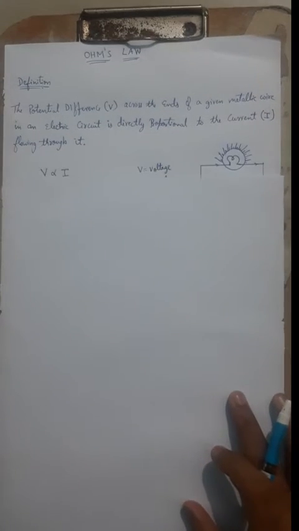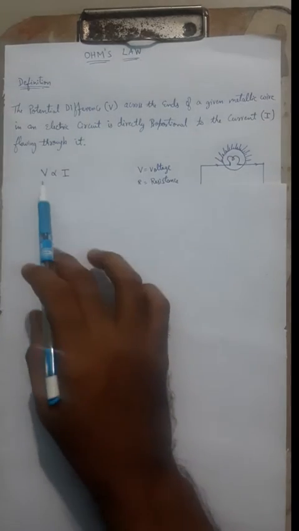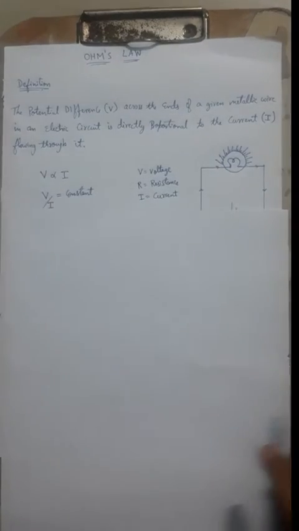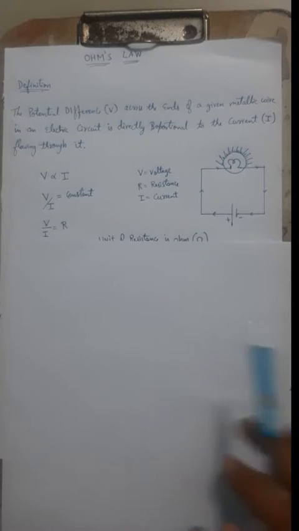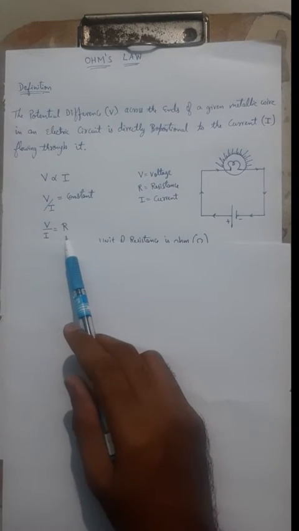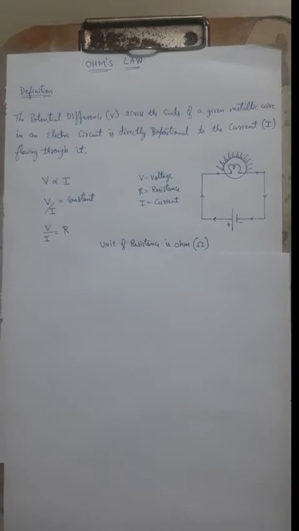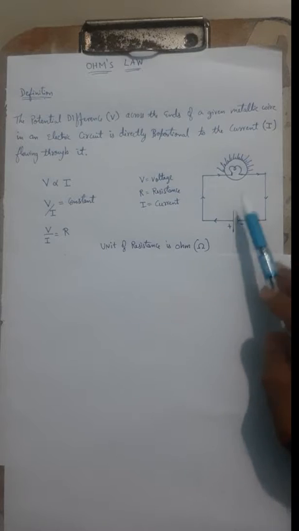This is simply Ohm's law. Voltage is directly proportional to current. V is voltage and I is current. So voltage upon current is constant, and that constant is named R, which is nothing but resistance, and the unit of resistance is ohm. So you can see a simple circuit here.